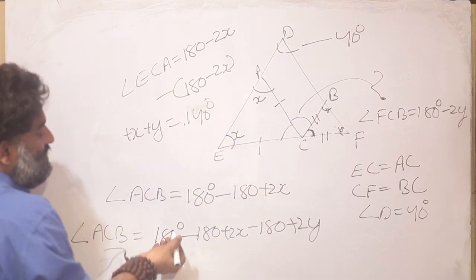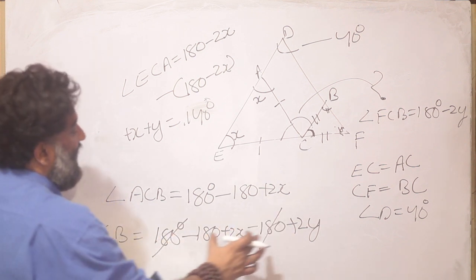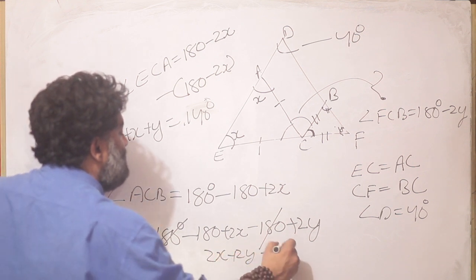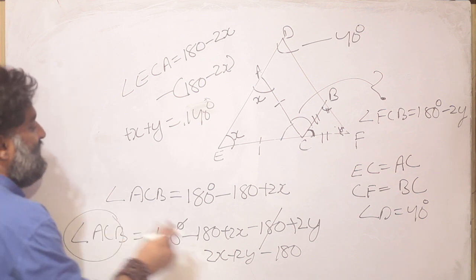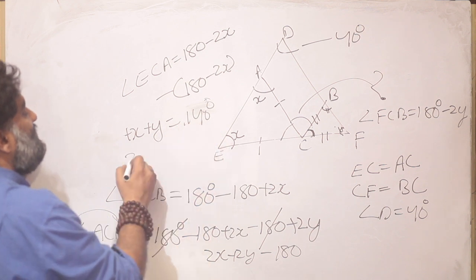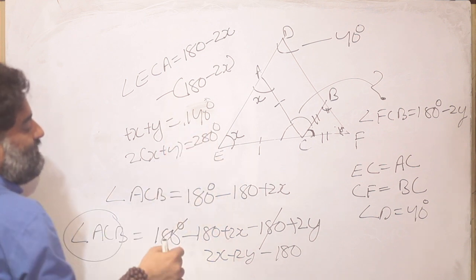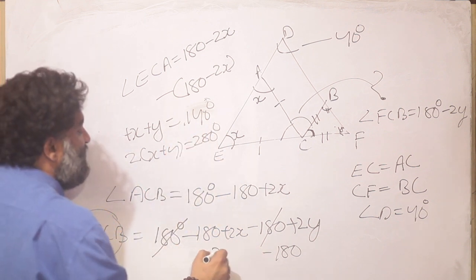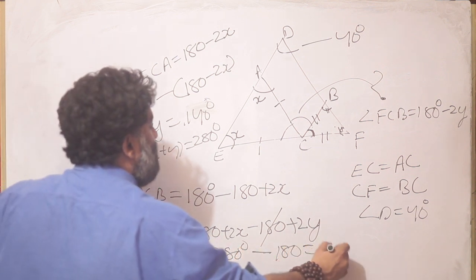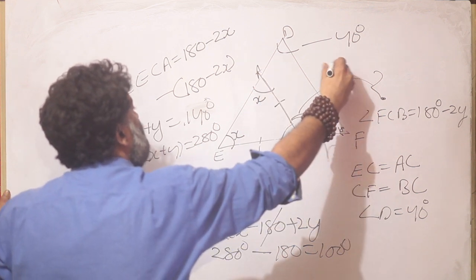Go back to your equation. First of all, from this 180 is subtracted. Now reorganize this a little, and you will see angle ACB is 2x plus 2y minus 180. I know x plus y is 140. So 2x plus 2y, double of that, is going to be 280 degrees. 280 degrees minus 180 is going to give you 100 degrees. That means this angle ACB is going to be 100 degrees.